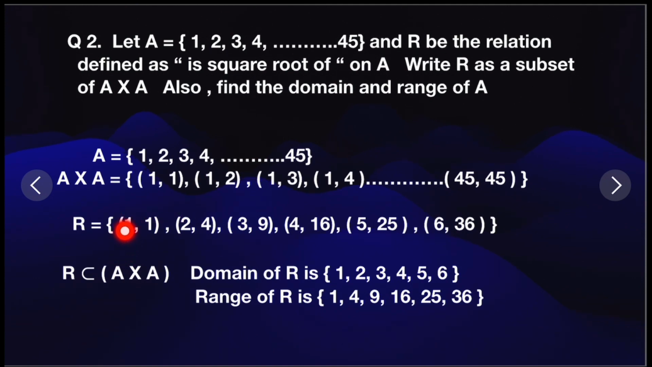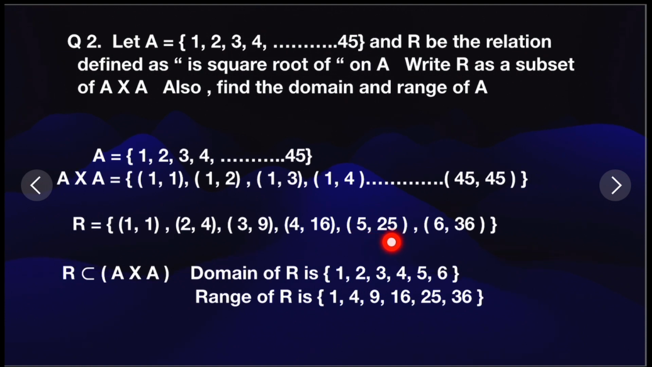In R, X is the square root of Y. So okay, let's take 1. 1 is the square root of 1, this belongs to R. Next number 2. 2 is the square root of 4. That also belongs here. 3 is the square root of 9. Okay, this ordered pair. 4 is the square root of 16. 16 is also within 45.